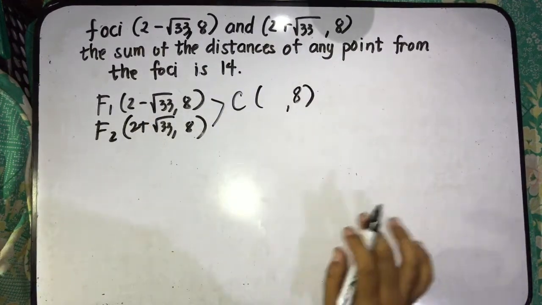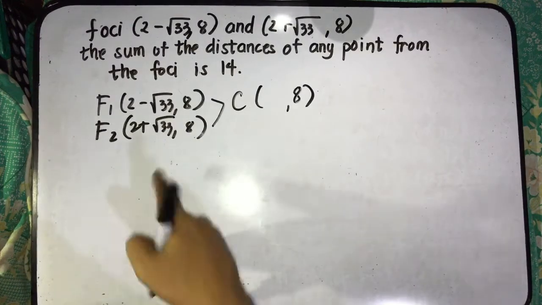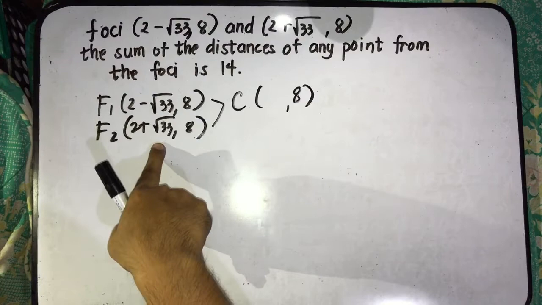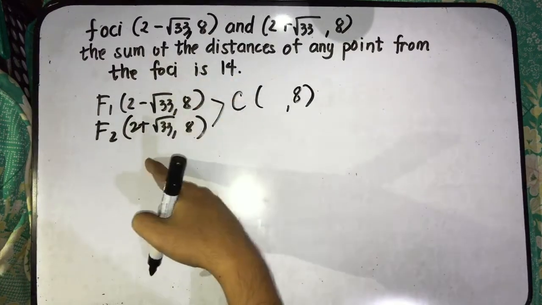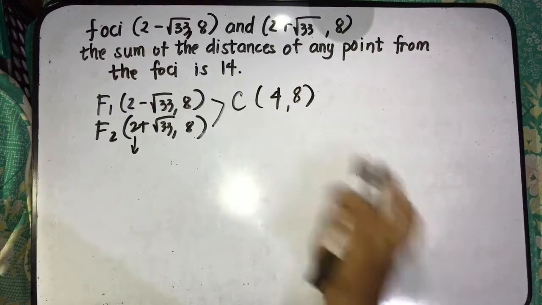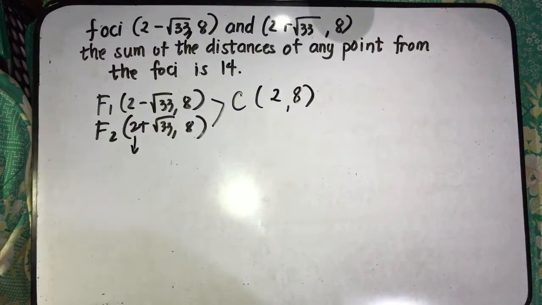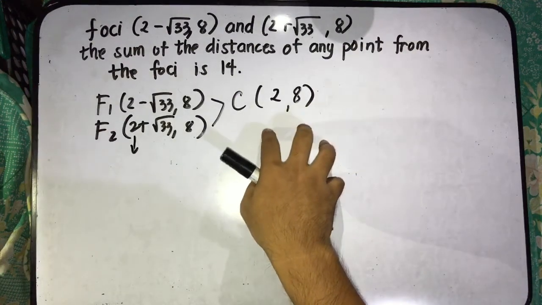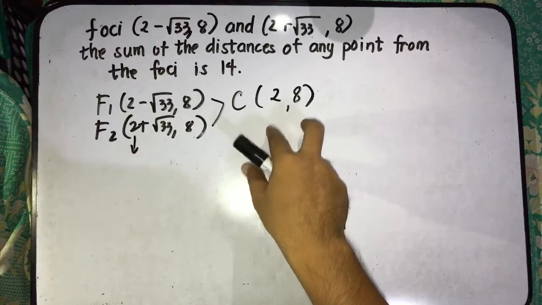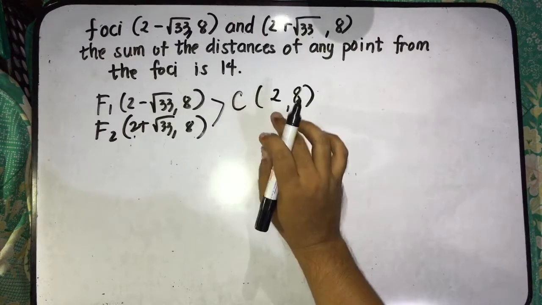Sa x-axis ng center, paano natin kukuhanin? So, i-add lang din natin siya. Paano natin i-add? So, that is now, this is negative square root of 33 and this is positive square root of 33. So, magka-cancel lang din siya pag in-add natin. Ang ma-add lang is the whole number. 2 plus 2, 4 divided by 2 would be 2. So, the center is located at 2 and 8. Is this clear? Maliwanag ba kung bakit nakuha yung center na 2 and 8? Okay, so nakuha na natin ngayon yung center which is located at 2 and 8.